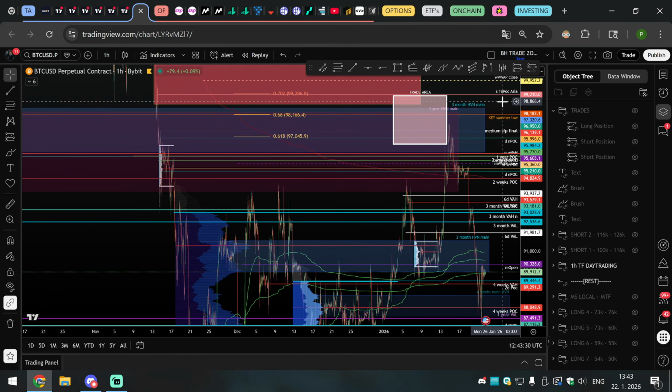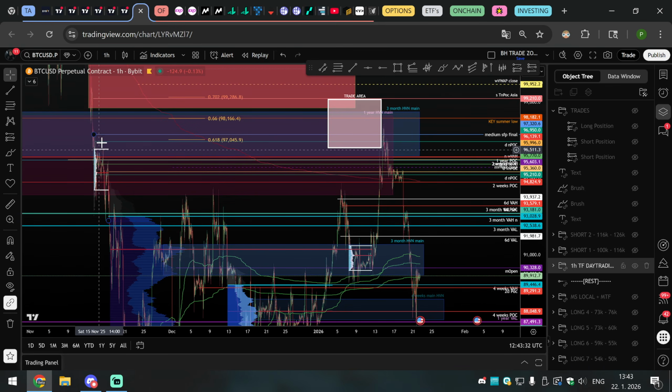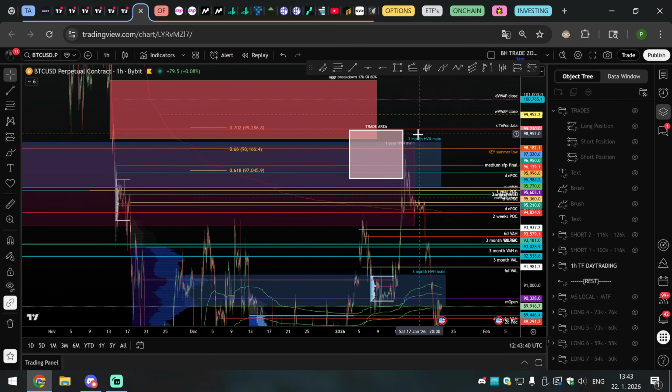Also, you had these highs here into the inefficiency. So Bitcoin pretty much took all of those highs and then reversed for a swing failure pattern. And you also had 3-month high volume nodes. So you see how many high volume nodes here. I was expecting at least a range here.